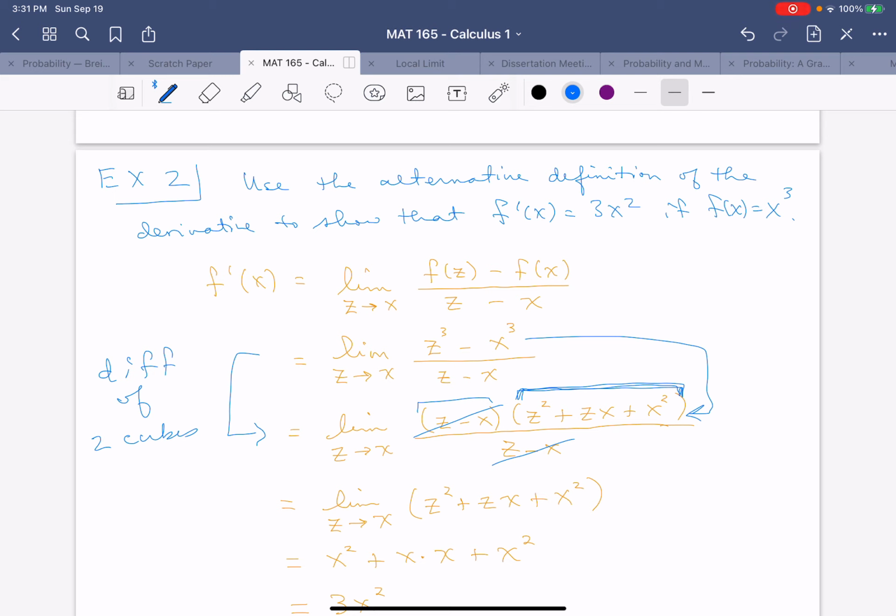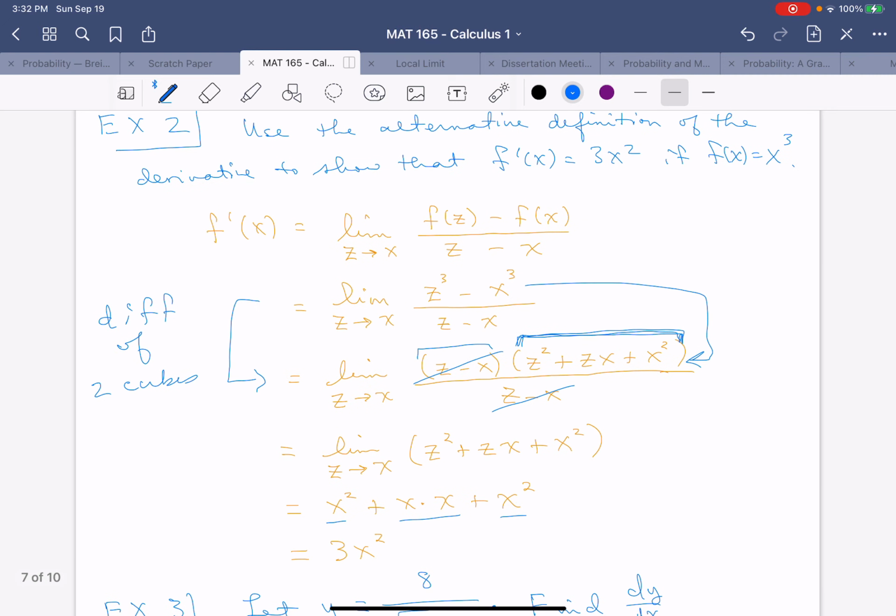And from there, we can plug in. Now remember, we're letting z approach x. So everywhere we see a z, we're going to plug in an x. Okay, so then that's going to be x squared plus x times x plus x squared. Well, that's just 3x squared. And so there again, using this alternative definition, we've confirmed that the derivative of f of x equals x to the third is in fact f prime of x equals 3x squared.